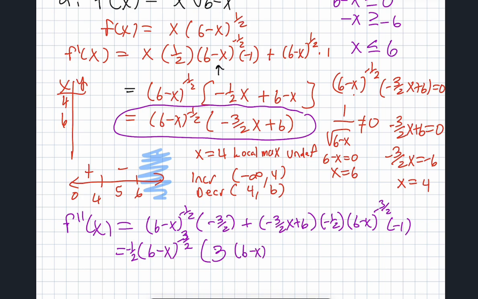Now, I'm not going to write the first, but that's the first power. So we're left with a 3 and a 6 minus x. Okay, so we took this one out. That's gone. I took out a negative 1 half. So I am left with a negative 1 and that. So I'm just going to put a negative in front of that.